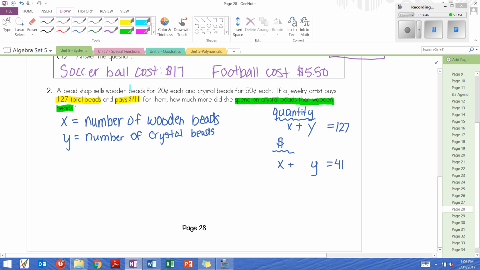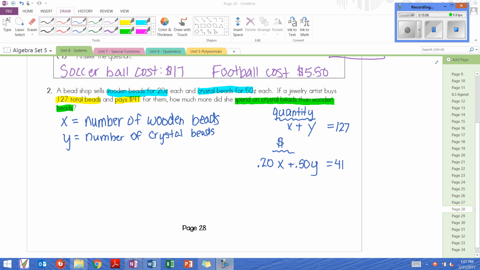Yes, they did. The wooden beads, 20 cents. Crystal beads are 50 cents, not $50. So how do I write 20 cents and 50 cents? That's right. 0.20 and 0.50, respectively. All right, looks like we can rock and roll with our solving now.